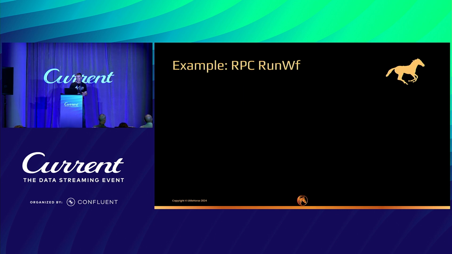So we're going to walk through the RPC run workflow, which is when we tell LittleHorse, hey, run this workflow. What data goes into Kafka? What data gets stored into RocksDB? What happens at the Kafka Streams level? And what network clients make what requests? An interesting thing about this is that running a workflow requires a response.